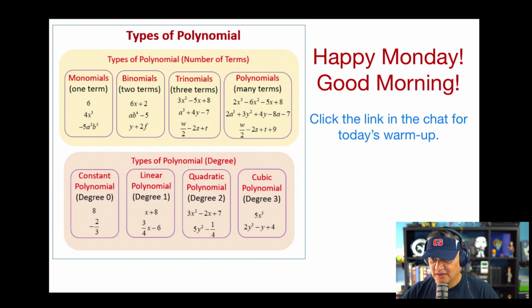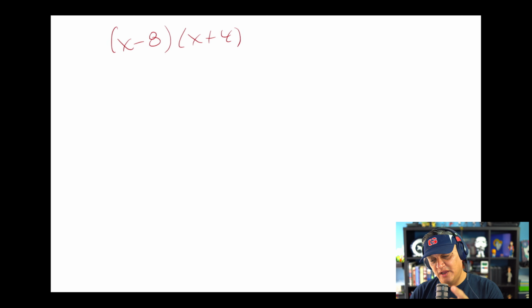All right, so the first one was a binomial times a binomial. We said there's a couple ways to do this. So we have x minus 8 times x plus 4. Now, if you want to do FOIL, you can. FOIL says multiply the first ones. Remember, FOIL only works binomial times binomial.